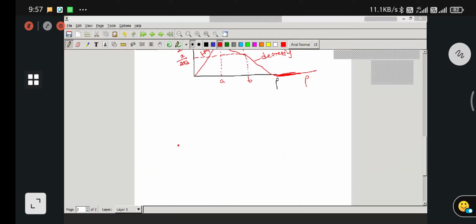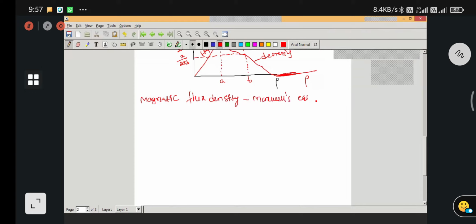We can compare electrostatics and magnetostatics. Please listen carefully and observe the screen. What I am writing: magnetic flux density, Maxwell equation. In electrostatics, the relation is D equal to epsilon naught E.